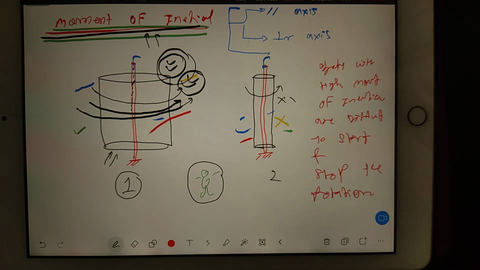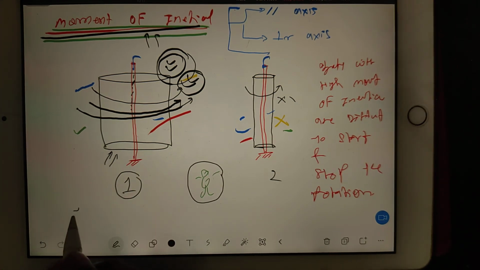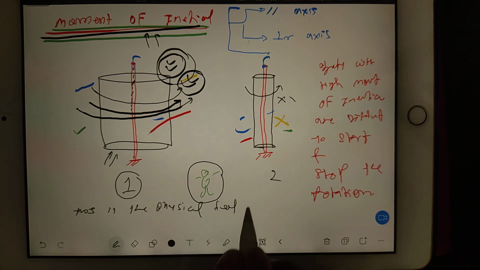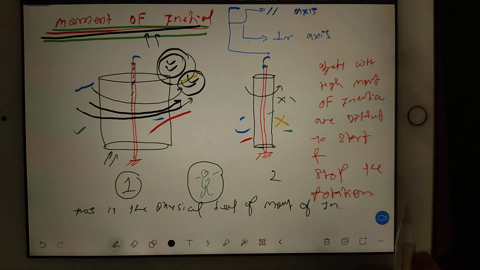Copy down this. Then you mention at the bottom, this is the physical feel of moment of inertia. Now see, I am giving you a case. I am changing the page. You also mention this. This is the physical feel of moment of inertia.